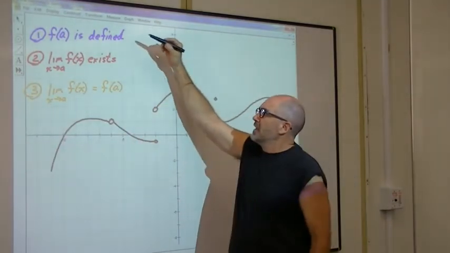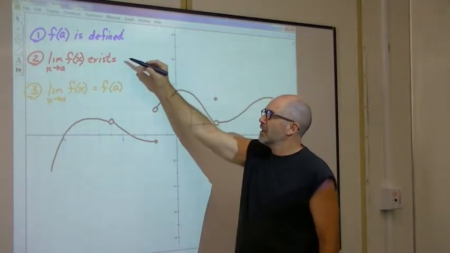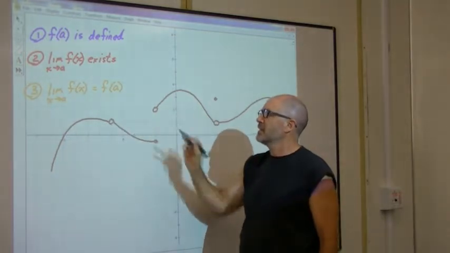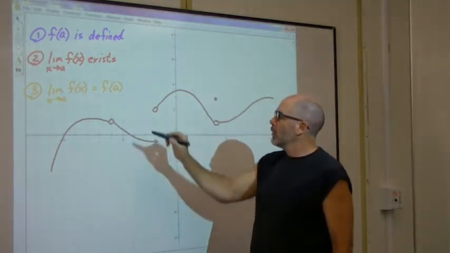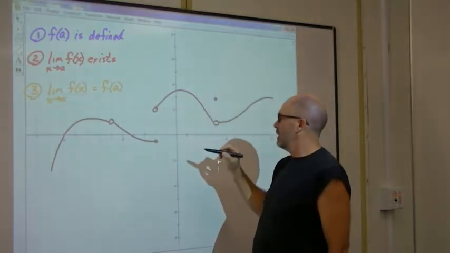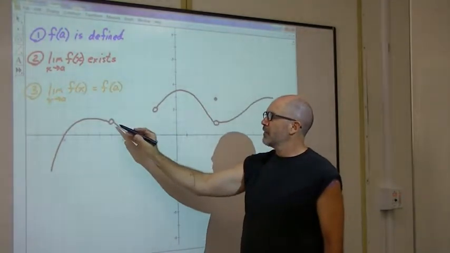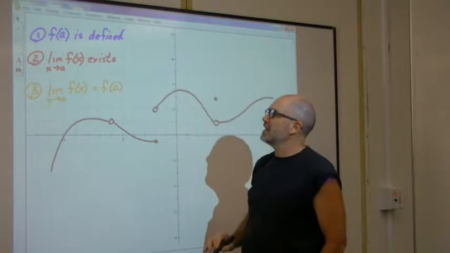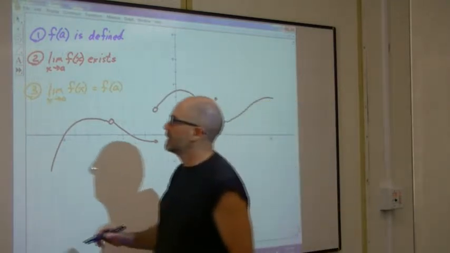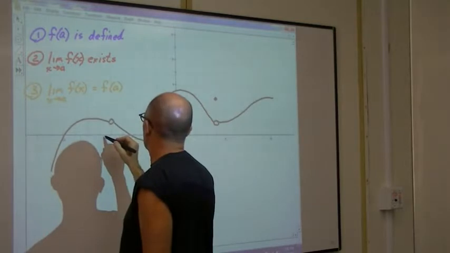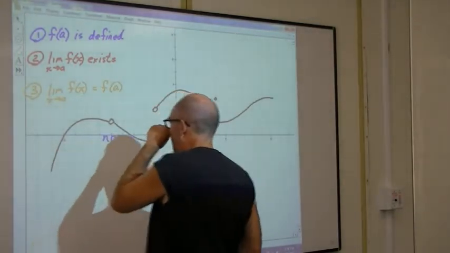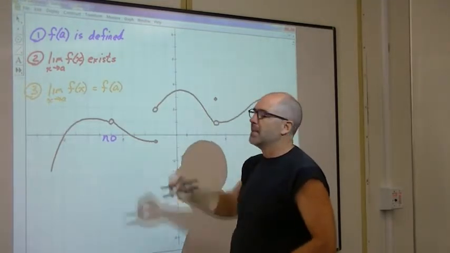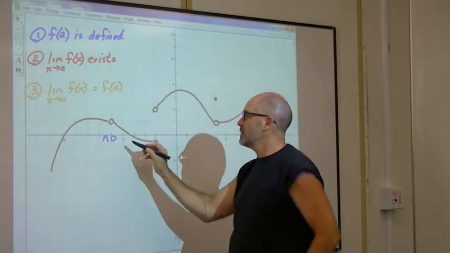Okay, so here are 3 things. F of a is defined, the limit as x approaches a of f of x exists, and the limit as x approaches a of f of x has to equal f of a. All right, now we've got 3 points of discontinuity. So this first point at x equals -6, is f of a defined here? No, it's not. So since f of a is not defined, then that means this function is discontinuous at x equals -6.